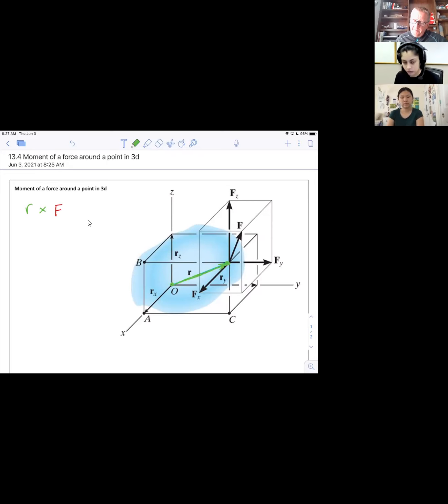Let's stare at that a little bit. Notice to get to this point, you have to go positive X over to here, and then positive Y over to here, and then positive Z over to there. Notice R of Z is labeled right there, but that'd be the same length as this. R of Y is labeled over here, but that'd be the same length as this.